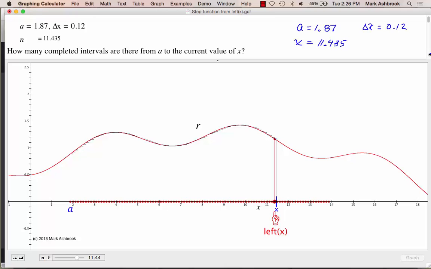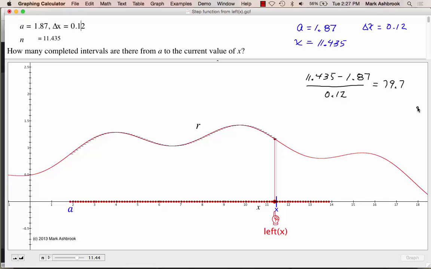All right, where's Desiree Reinhardt? Desiree, did you get it? Tell me what you did. Okay, hold on a sec. 11.435. Okay, the total change from A to X, then, all over 0.12. And what did you get? Did you have the decimal version of that? How many completed intervals from A to X, Desiree? 79. 79 completed intervals. Does it make sense? Anybody have a question?